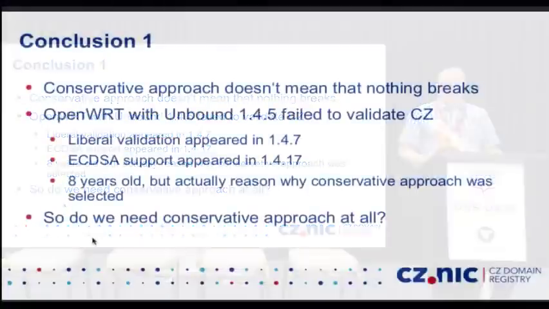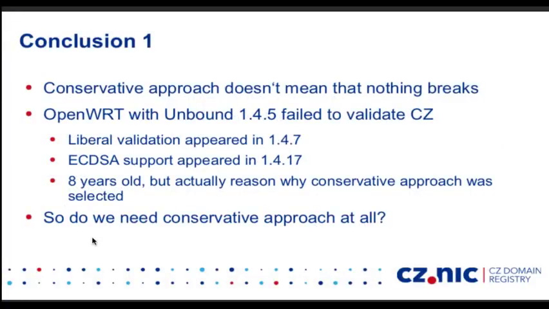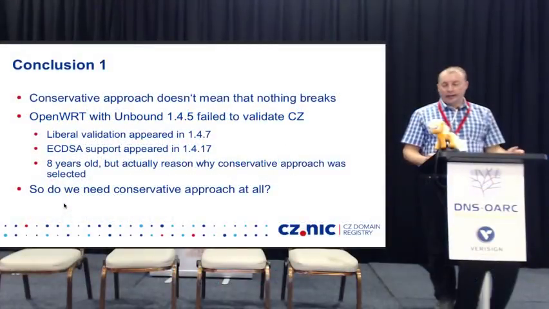So the first conclusion that we have is that if you do a conservative approach, it doesn't mean that anything breaks. The situation was described by the guy that called us, that he had opened WRT with a real old unbound, and it failed to validate .cz. I was trying to trace the changelog, and the liberal validation appeared in 1.4.7 and ECDSA support in 1.4.17. And this version is 8 years old.